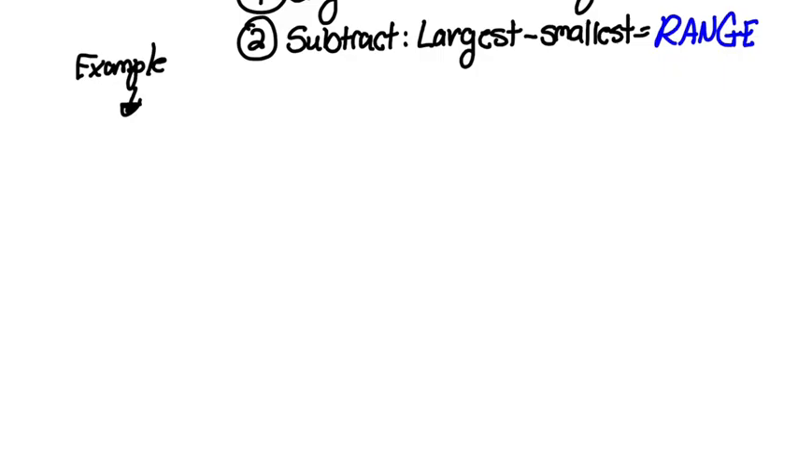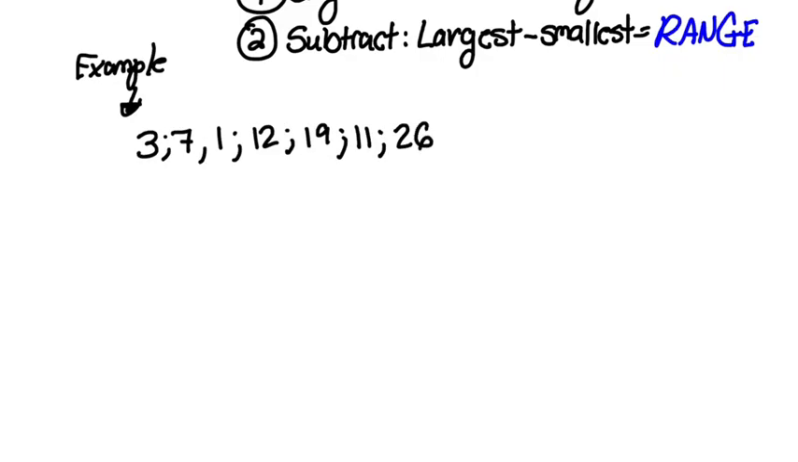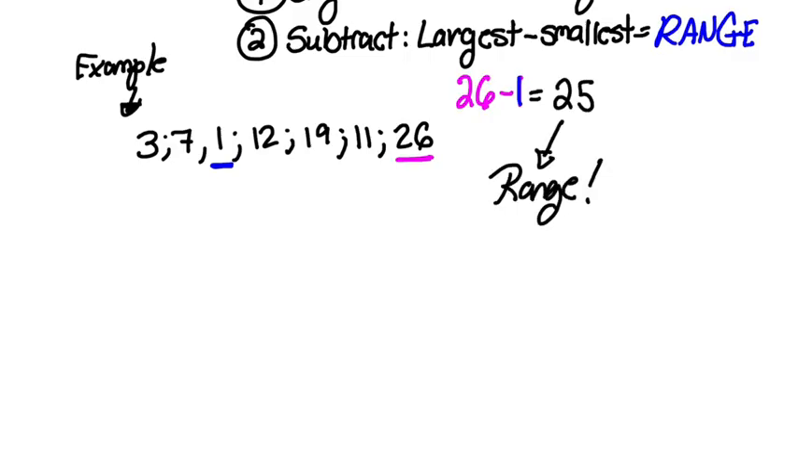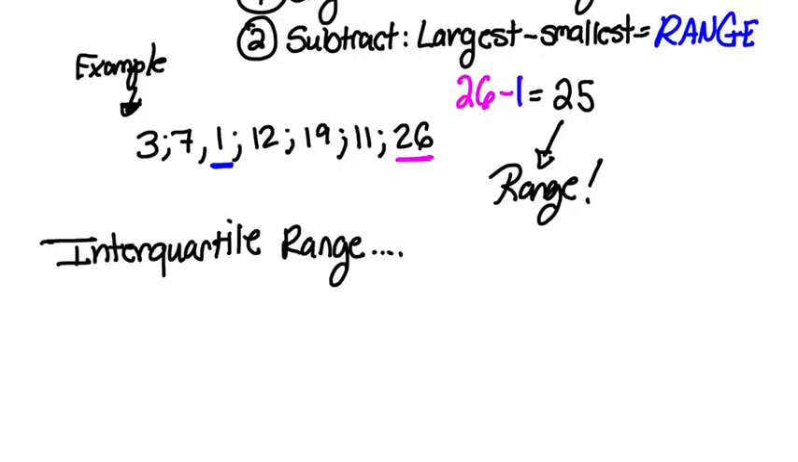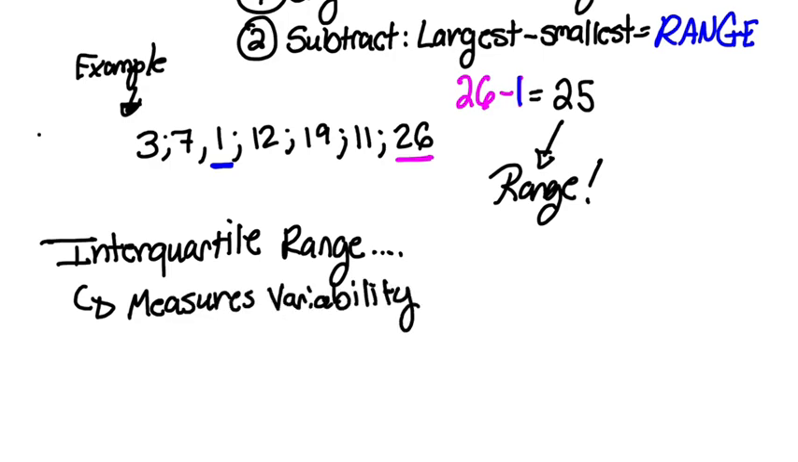So here's an example below. Here you have a list of numbers: 3, 7, 1, 12, 19, 11, and 26. What I like to do is order it from least to greatest, but some people don't. They just take the biggest number, which is 26, and they subtract the smallest number, which is 1, and that is the range.